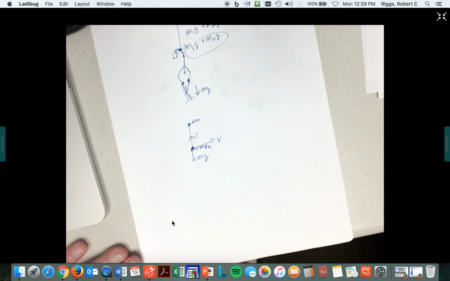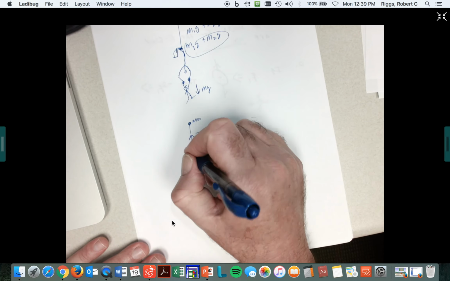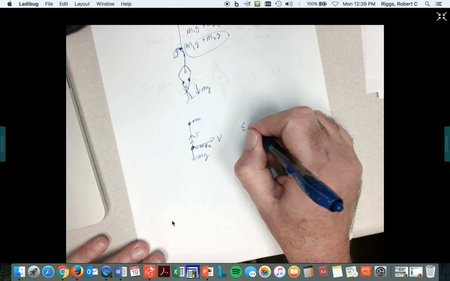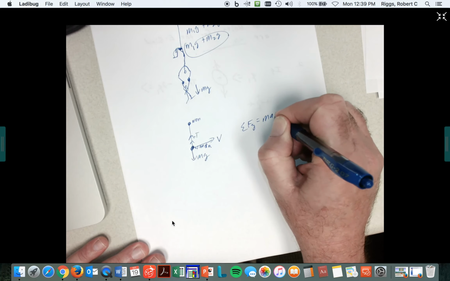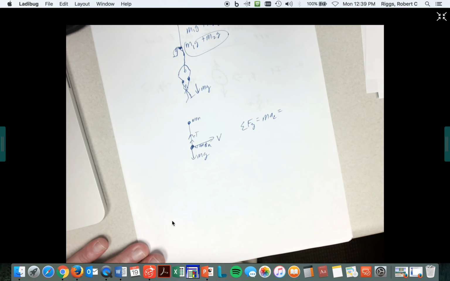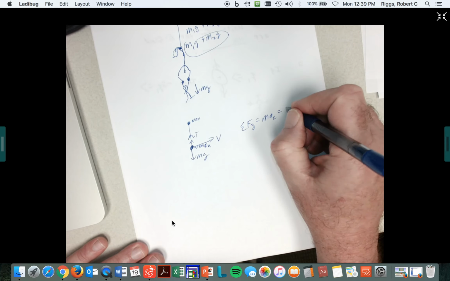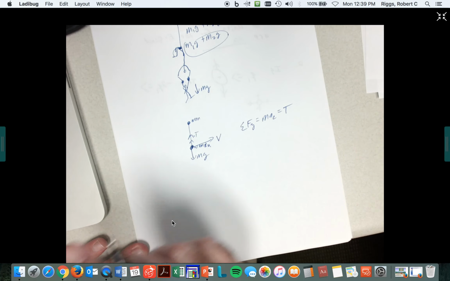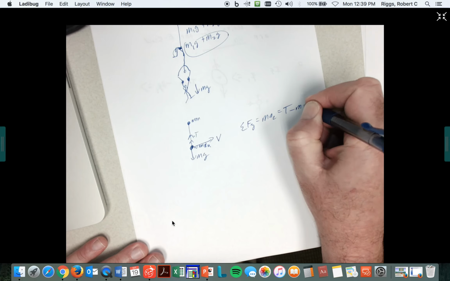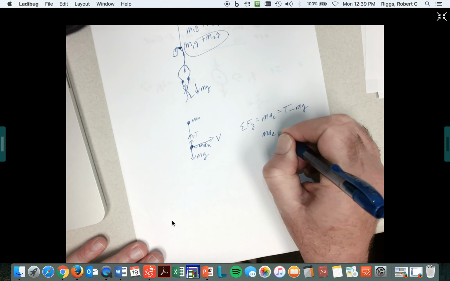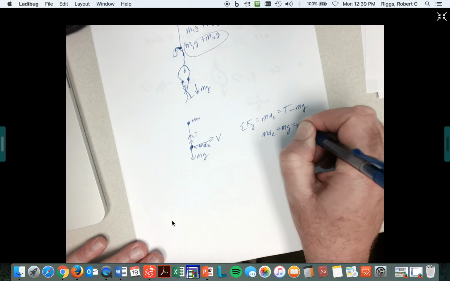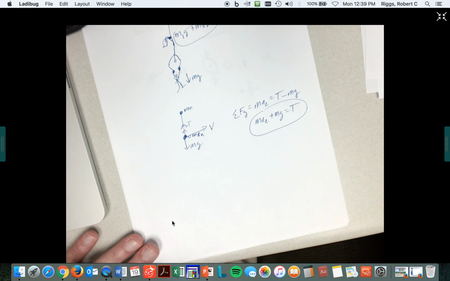The sum of the forces in the y direction is now equal to a net force, m AC, which is equal to the tension that he feels in his arms minus mg. So therefore, m AC plus mg is equal to T. It's harder when she's moving.